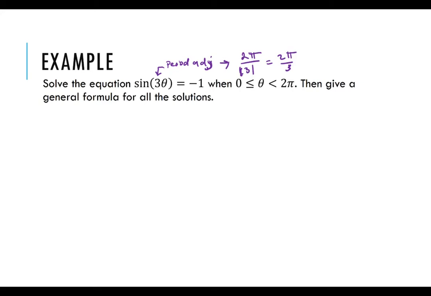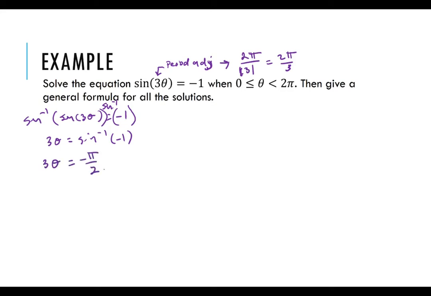First off, note that sine of 3 theta is equal to negative 1 is already isolated for the trig function. So if I've got sine of 3 theta is equal to negative 1, then we need to deal with the fact that I can take the sine inverse of both sides, and then I get that 3 theta is equal to sine inverse of negative 1. Because of our range restrictions, sine inverse of negative 1 is actually going to give us negative pi halves. Well then, we just continue with algebra.